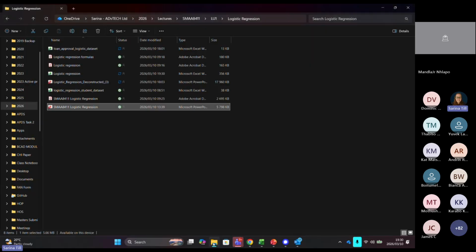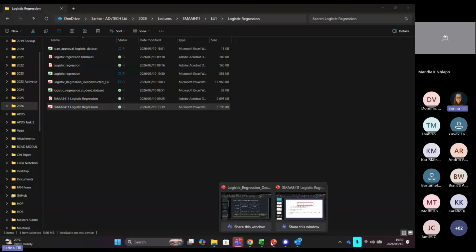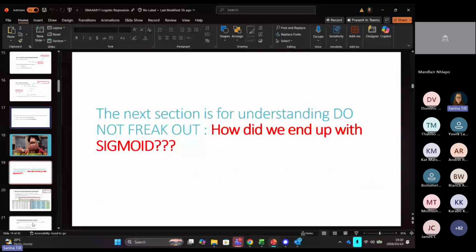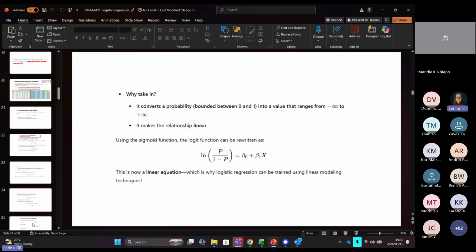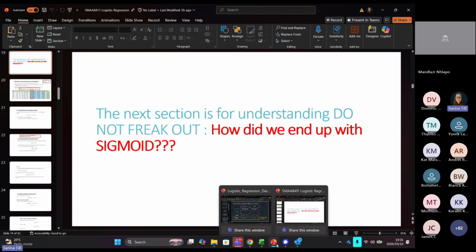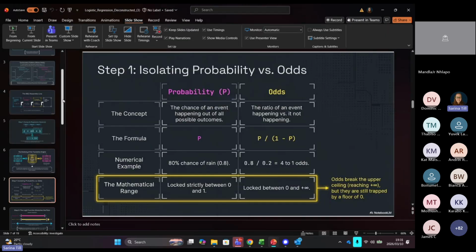to the other slides that I was showing you, because we will go through these slides tomorrow night, but this is what I'm scared about. The next section is for understanding. Do not freak out. It explains how we end up with sigmoid in lots of calculation detail, but we're not ready for that. Okay, so we will get there, but let's just look at this simple guy.